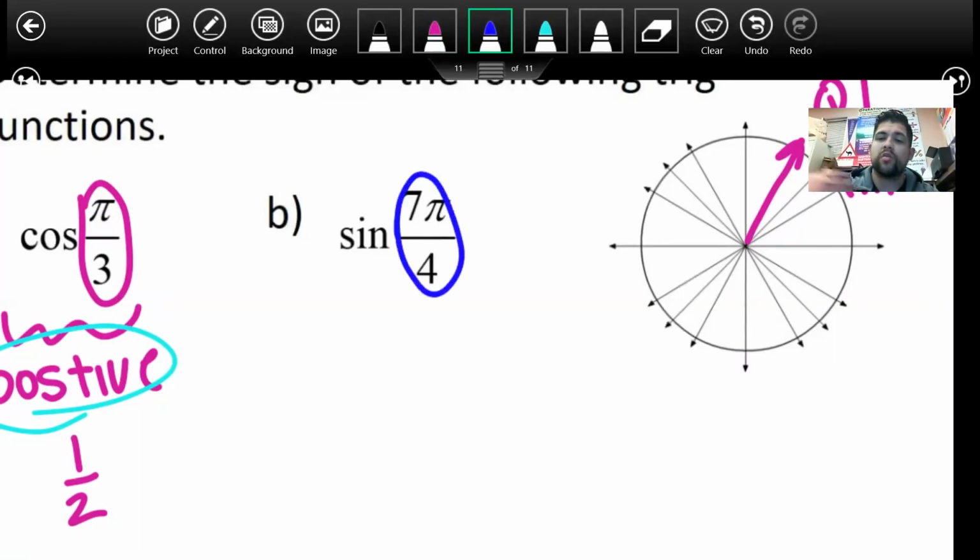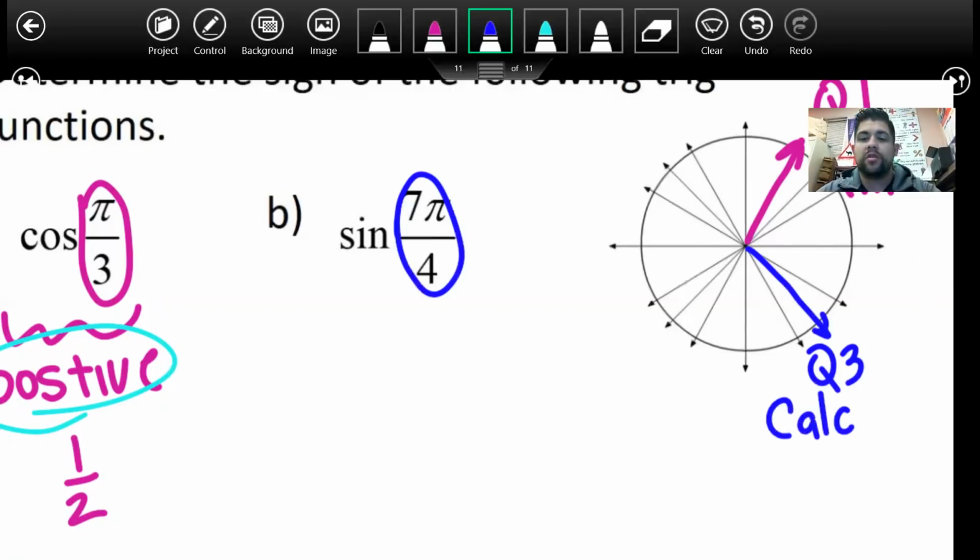Looking at the next one, we're now asking about sine of 7 pi over 4. So sine is associated with the y variable. Where is 7 pi over 4? Well, you look at your unit circle. 7 pi over 4 is in quadrant 3. All Students Take Calculus, okay?